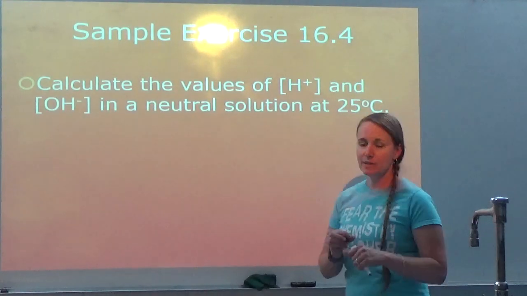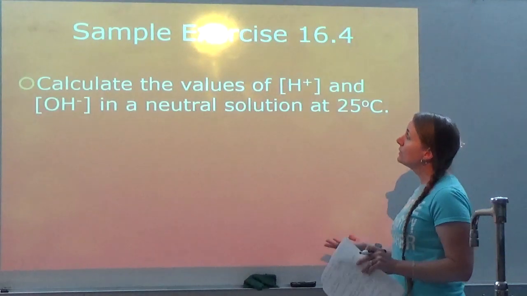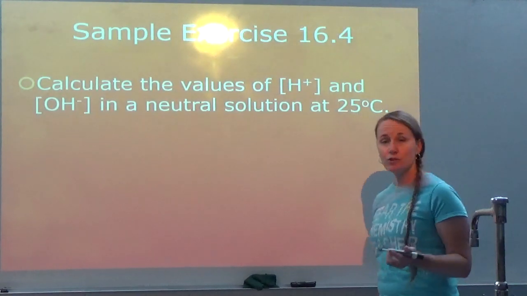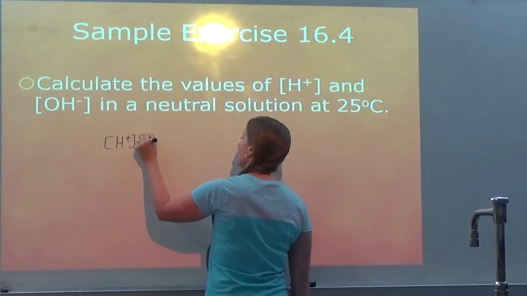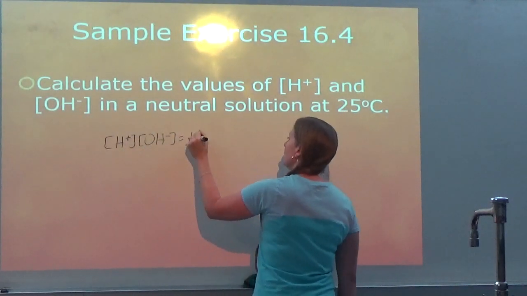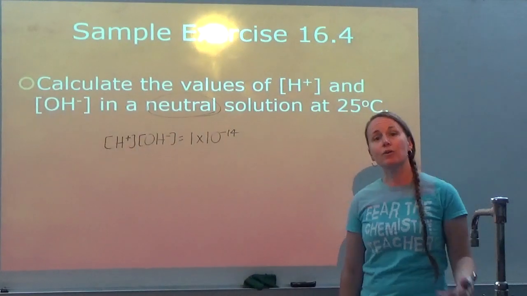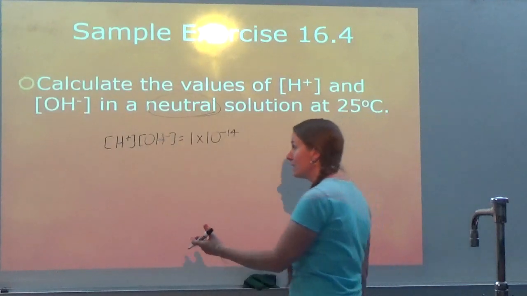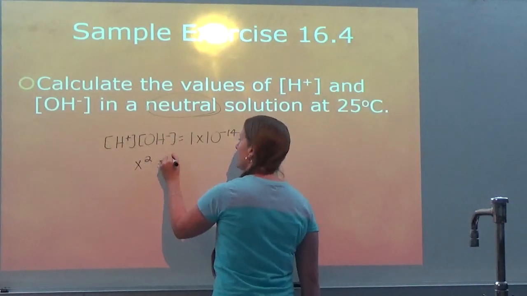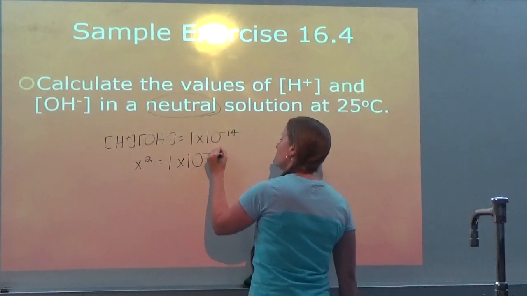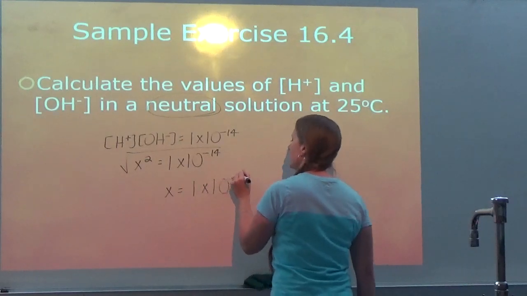Alright, so let's look at our first sample exercise together. It says calculate the values of H plus and OH minus in a neutral solution at 25 degrees Celsius. So we know that H plus times OH minus must equal 1 times 10 to the negative 14. Well, they told me it's neutral, so I know H plus and OH minus are the same. I don't know them, so I'm just going to put in x squared because it's like x times x. So that's 1 times 10 to the negative 14, so of course I square root it. So x is 1 times 10 to the negative 7.